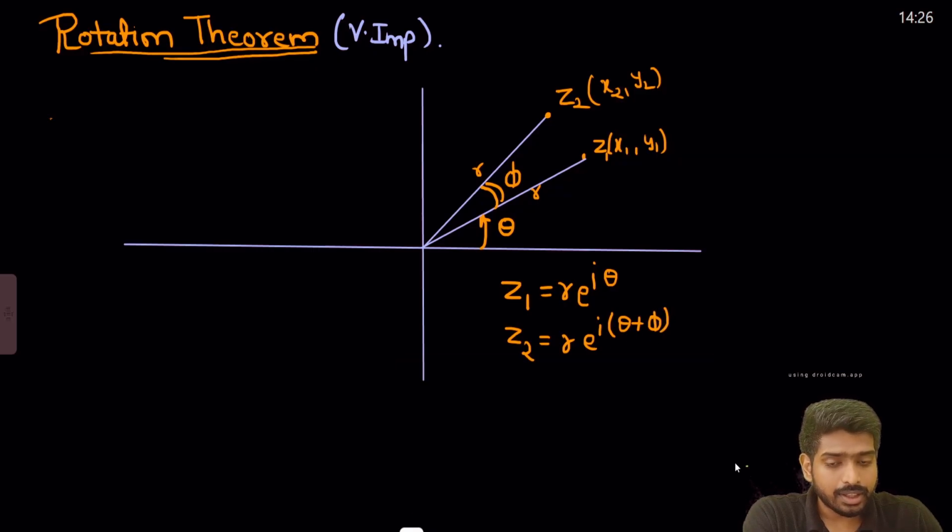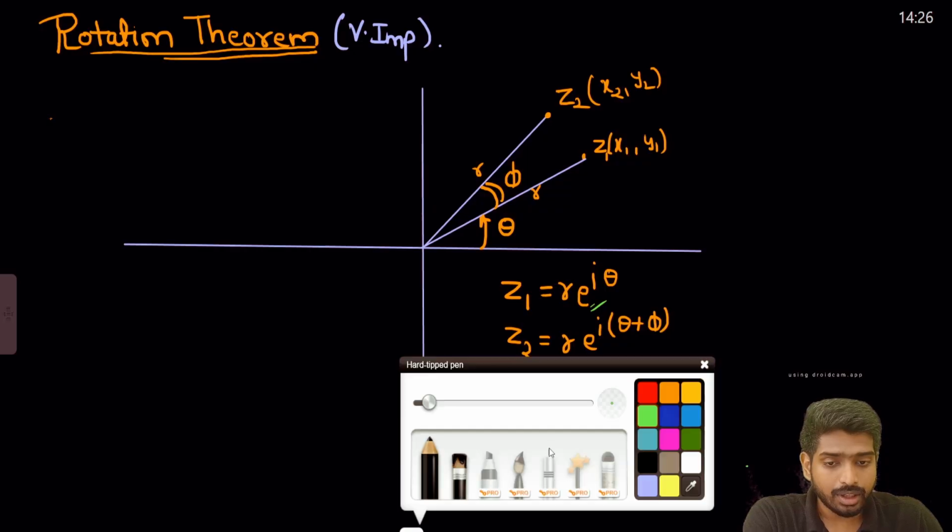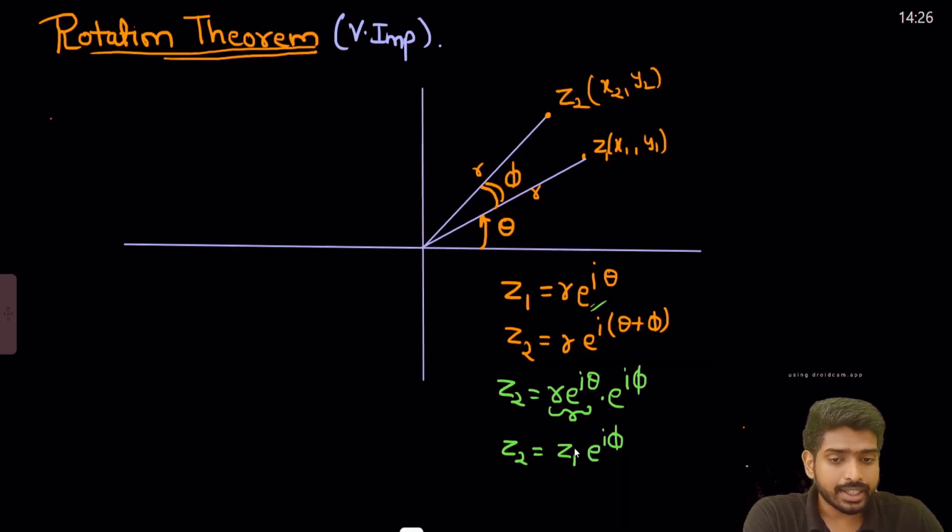Now next I'll try to simplify this one. z2 again I can write as r e to the power i theta multiplied by e to the power i phi. Got it? And what is this r e to the power i theta? We have seen here r e to the power i theta is nothing but z1. So z2 here will be z1 multiplied by e to the power i phi. Now we can see that if we multiply z1 complex number by e to the power i phi, we'll get z2 complex number.